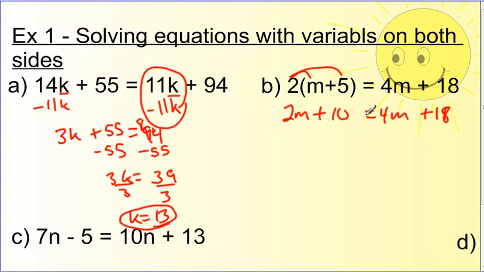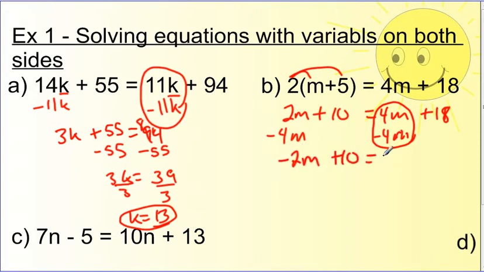Step 3, if you have the same variable on both sides, I do get rid of the one on the right. So I'm going to minus 4m because this top one is positive. So 4 minus 4 is 0. Minus 4m here gives me a negative 2m. And we write down the rest of the problem.